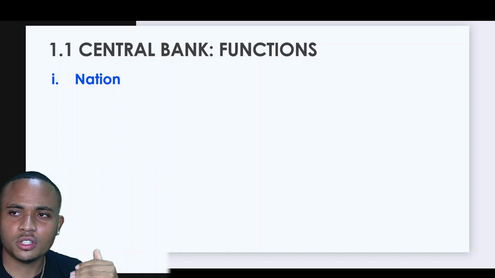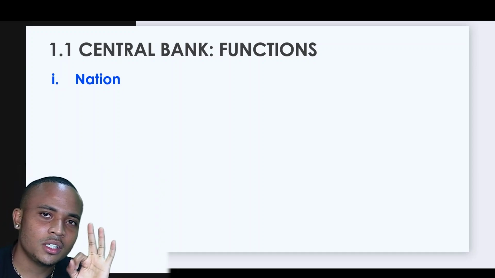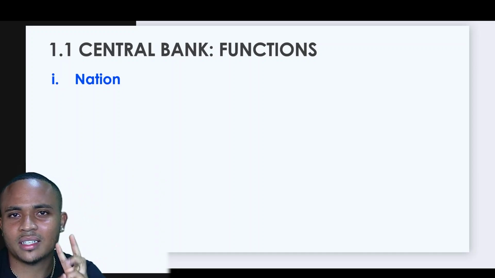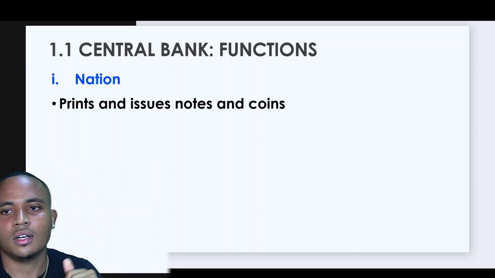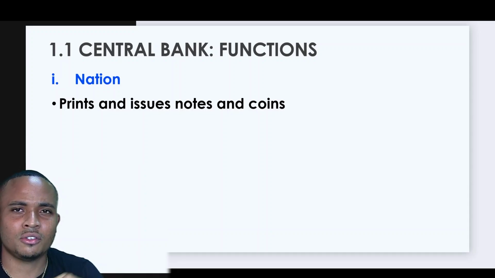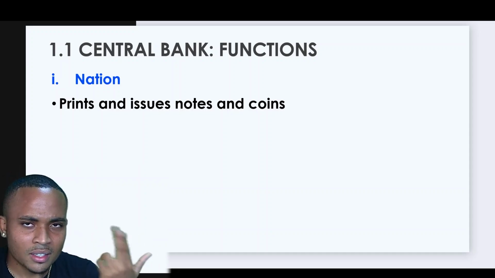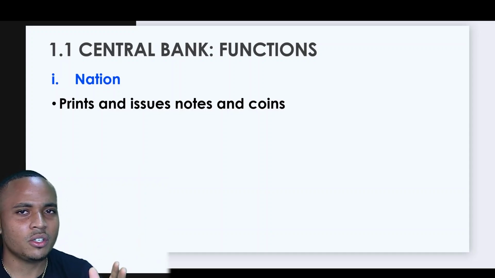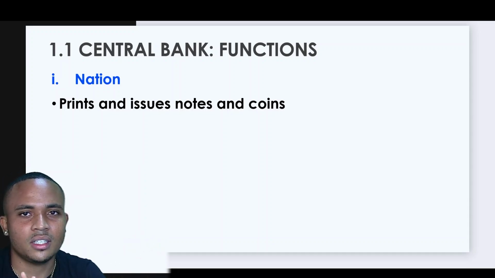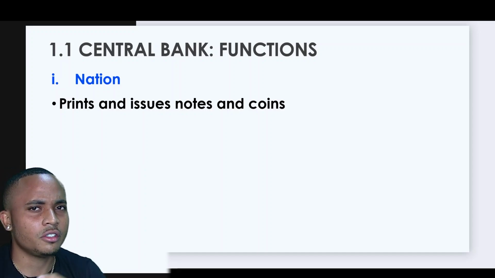So going now into the functions of the central bank. We're looking at it from three perspectives: for the nation, for the government, and for commercial banks. First and foremost, for the nation, the central bank prints and issues the notes and coins in a nation, which is a smart thing, because if everyone could print their own money, we would have too much money in the economy that would cause inflation. The central bank oversees, and they are the only ones who can do that, and that's called seigniorage.